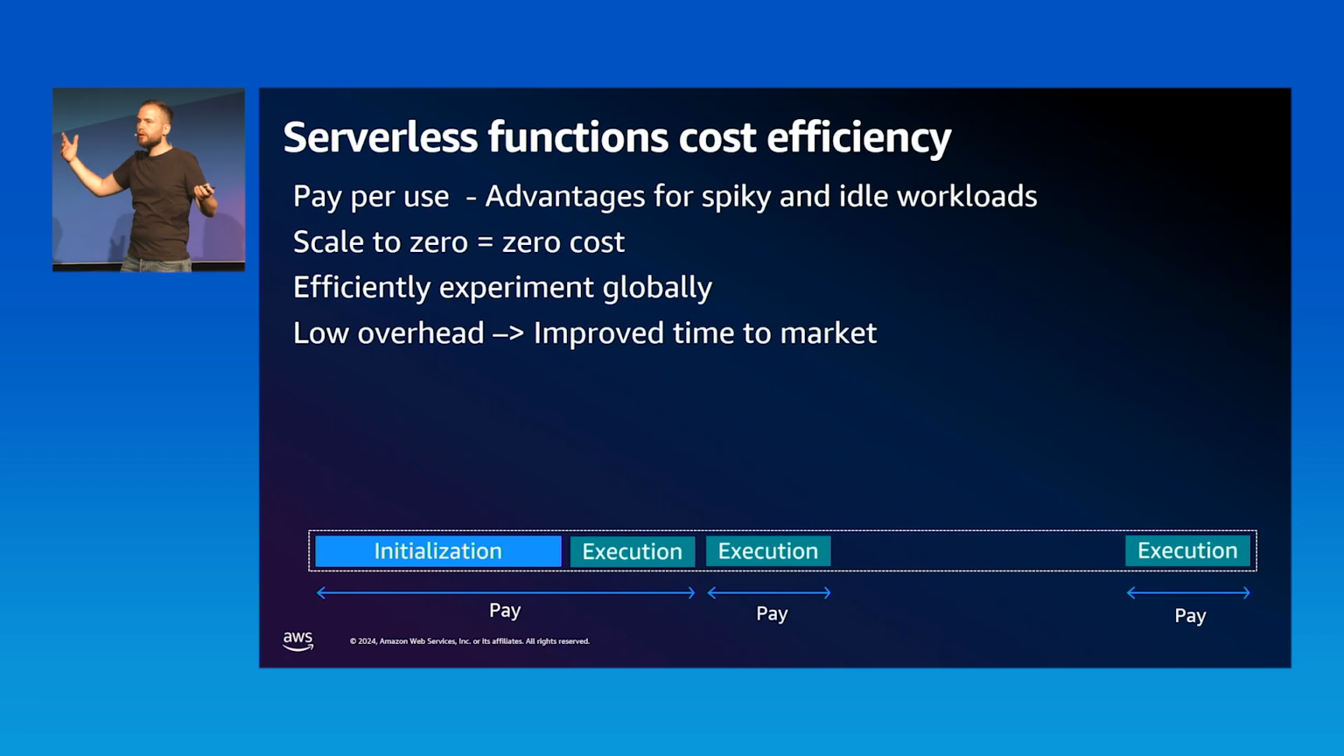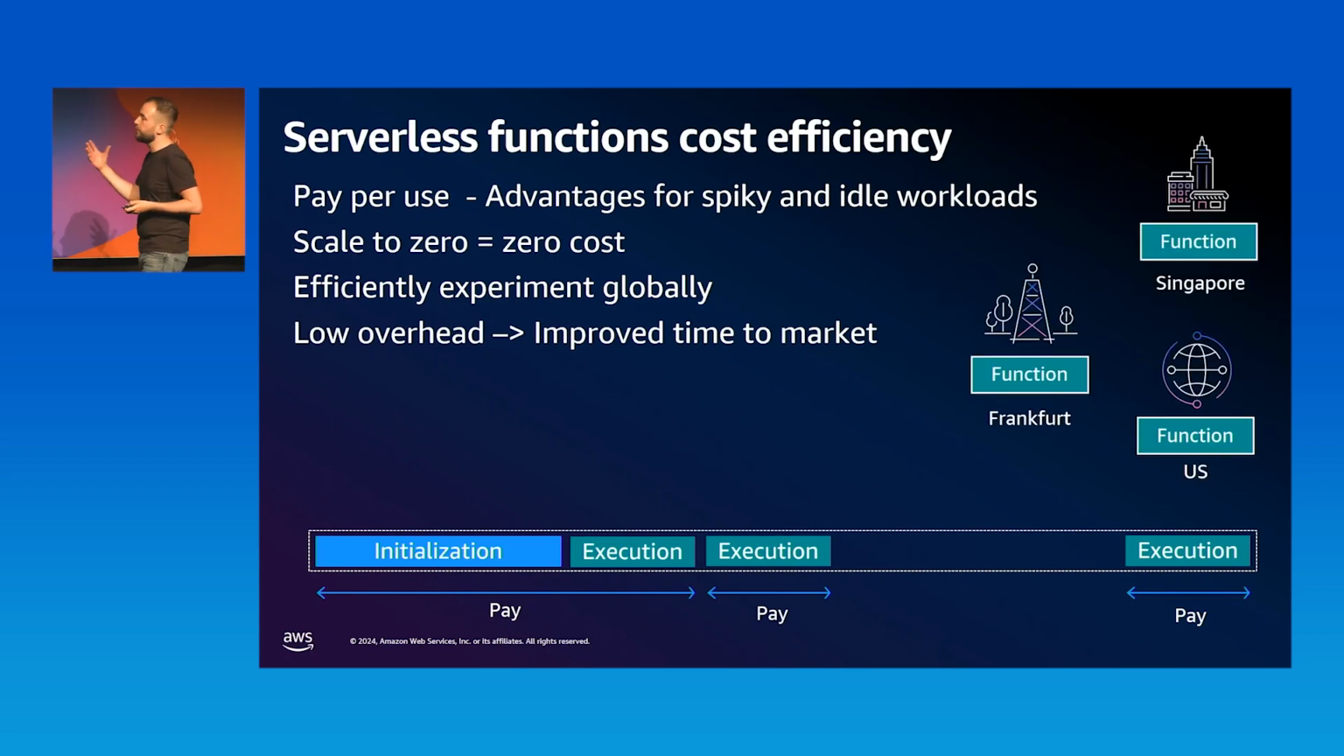So if your function is not receiving any traffic, then you don't need to pay for it. This is the great benefit of scaling to zero, which relates to zero cost. And that, at the same time, now also allows you to efficiently experiment globally.